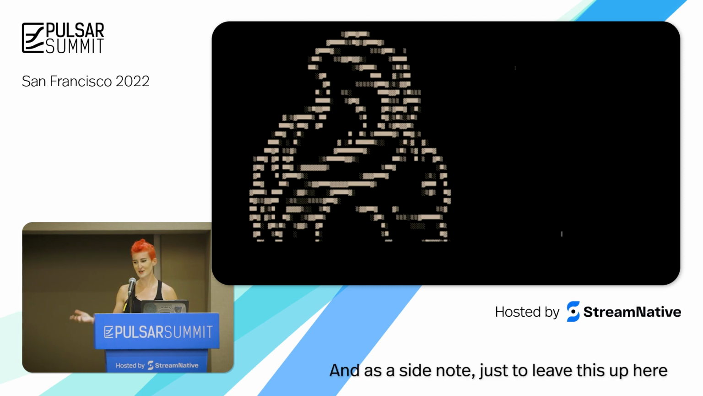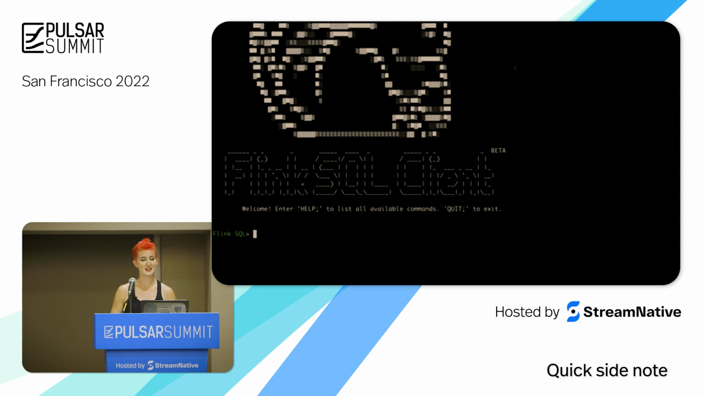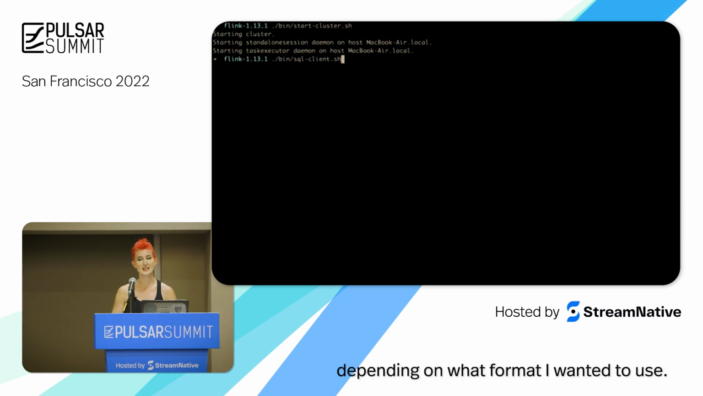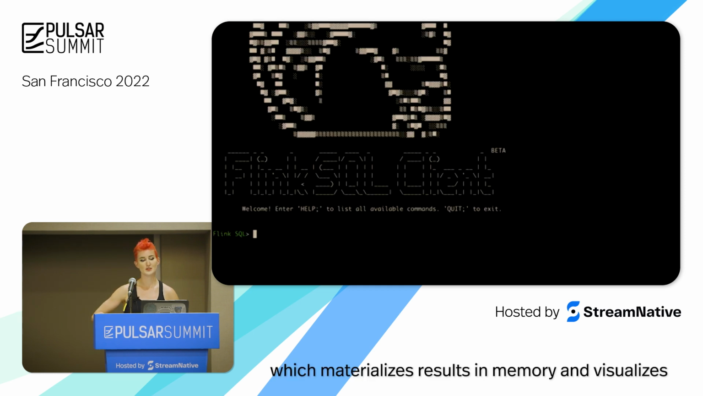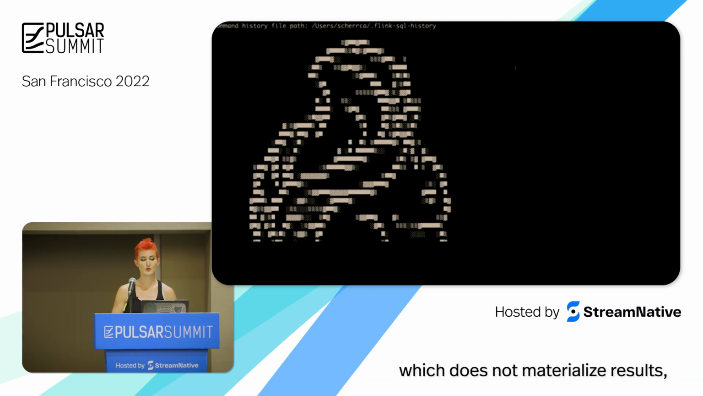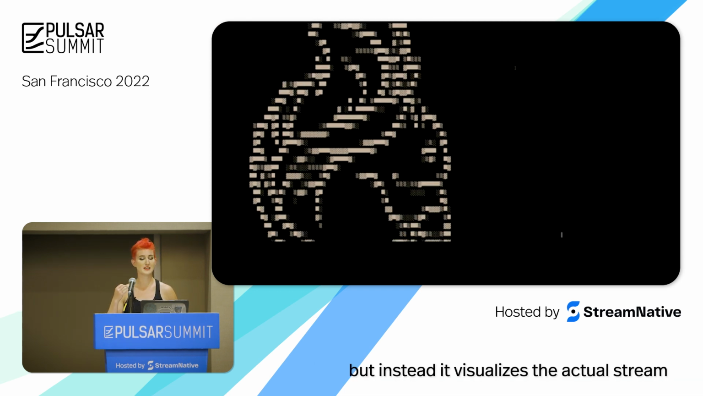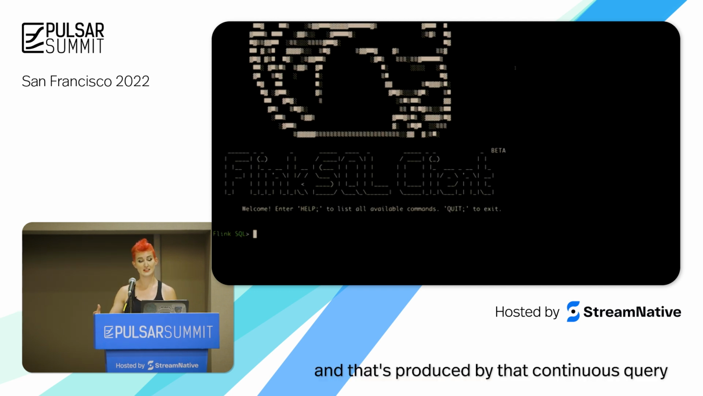And as a side note, just to leave this up here so we can all bask in the glory of the squirrel, the client supports 3 modes for maintaining and visualizing results. So I could have started this up differently depending on what format I wanted to use. We've got table mode, which materializes results in memory and visualizes them in a regular paginated representation. Changelog mode, which does not materialize results, but instead visualizes the actual stream produced by that continuous query, consisting of insertions and deletions.